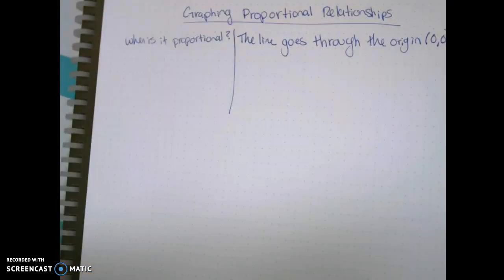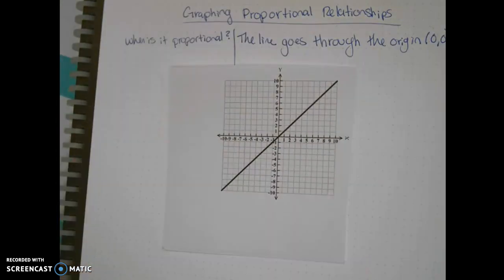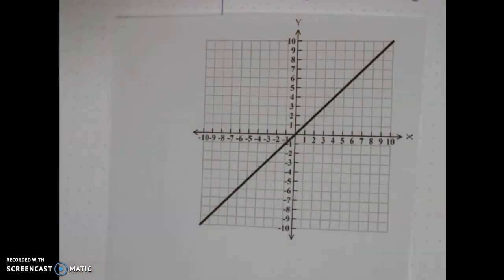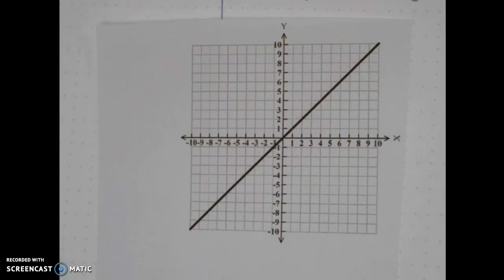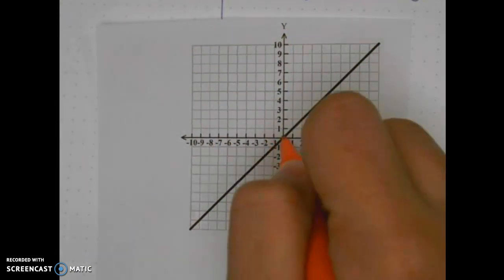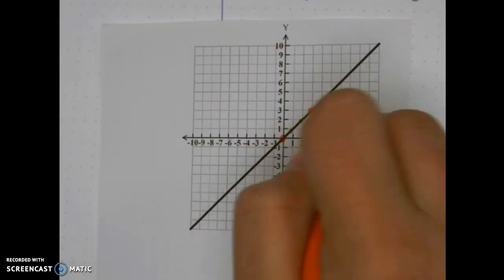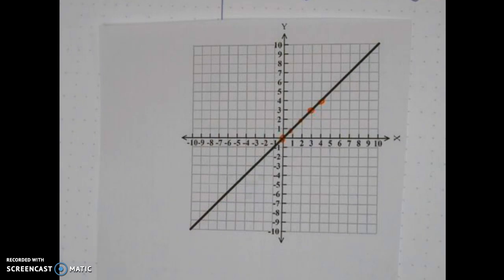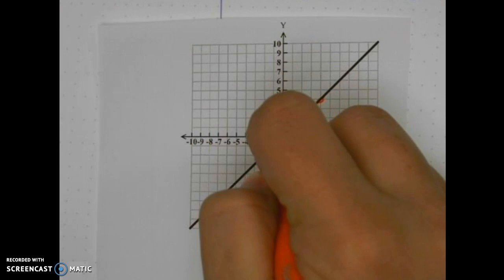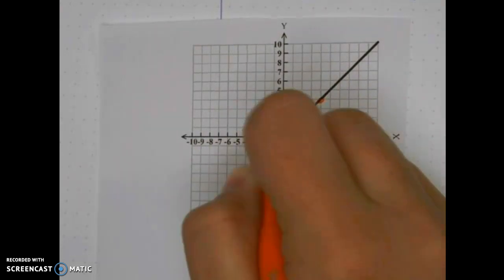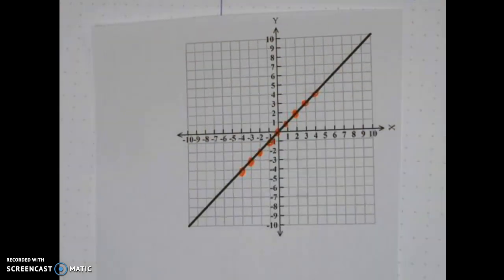Okay, we're going to try another example. We're going to look at this graph. So as you can see, let's plot some points. So I have 0, 0, easy enough, 1, 1, 2, 2, 3, 3, 4, 4, and so on and so forth in that direction. What I'm going to do now is go the other direction, so I have negative 1, 1, negative 2, 2, negative 3, 3, negative 4, 4. Oh look, it's perfectly even amounts. It's increasing by the same amount.